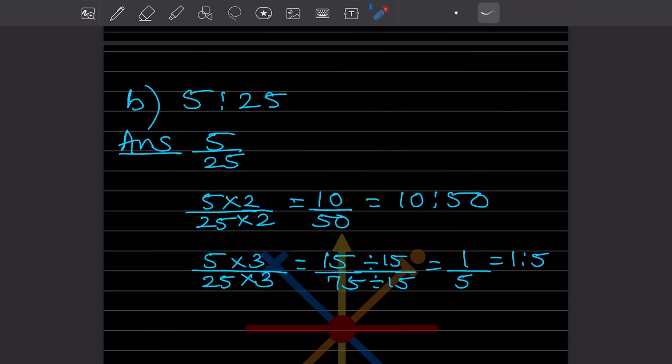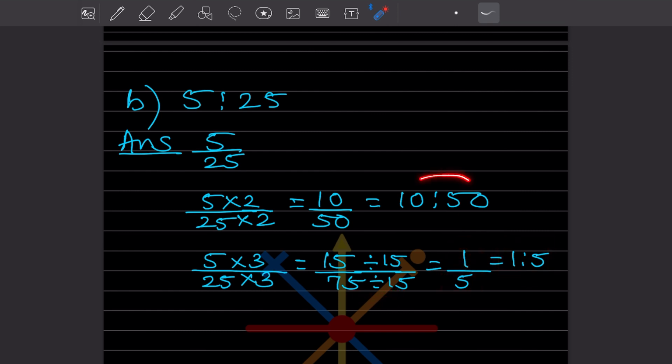Now for the next one, it says 5 is to 25. 5 by 25. Again, multiply this by 2, you get 10 by 50, which is 10 is to 50. When you multiply by 3, what will you get? 15 by 75. So 15 by 75, if you want, we can write separately, is equal to 15 divided by 15, and 75 divided by 15, which is 5, so that is 1 is to 5.